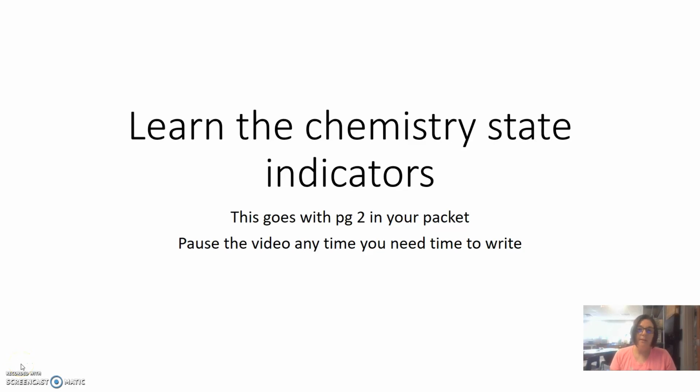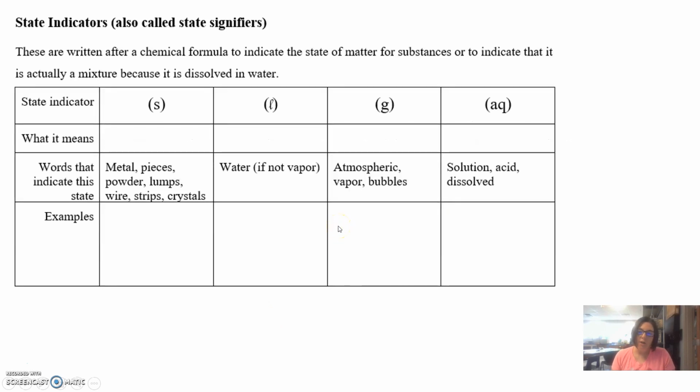In this video, you're going to learn the chemistry state indicators. This is going to go with the chart on page 2 in your packet. And just pause the video anytime you need to write something down and I'm going too fast. So this is the chart we're filling in together. It's on the bottom of page 2.